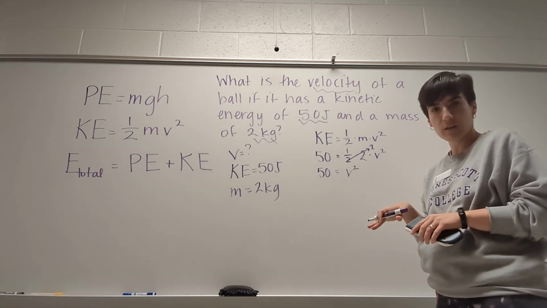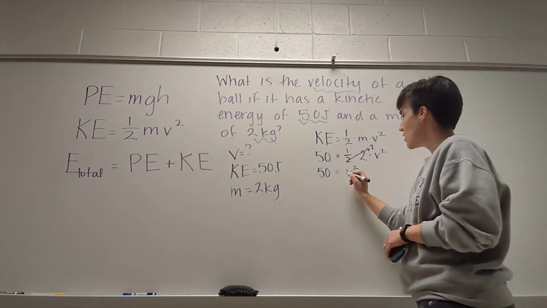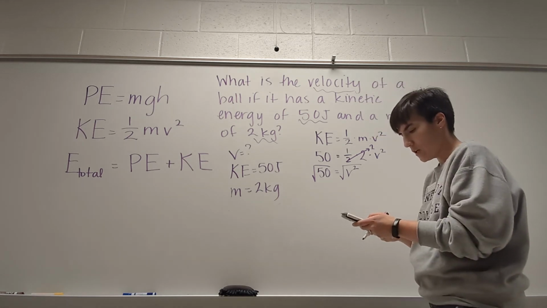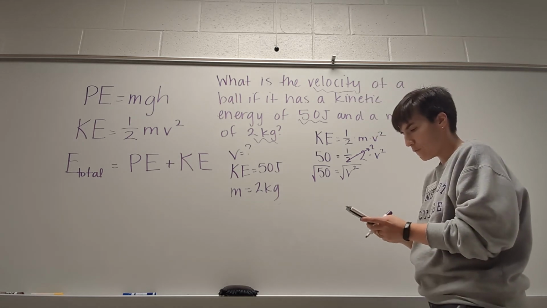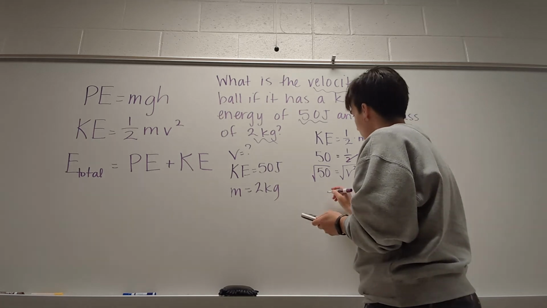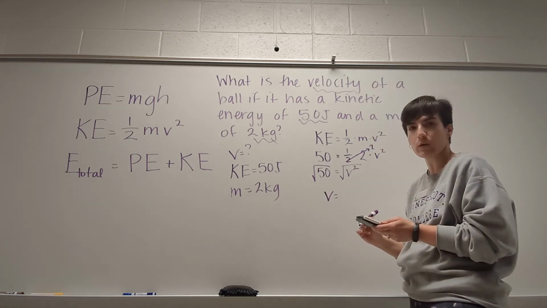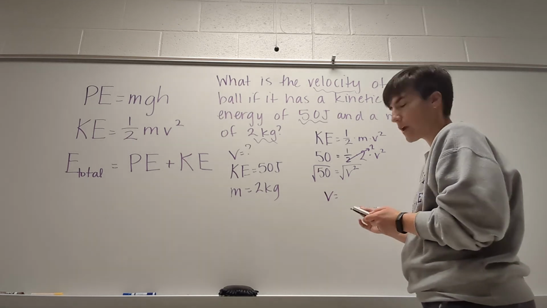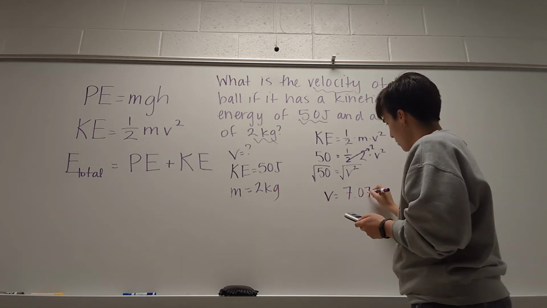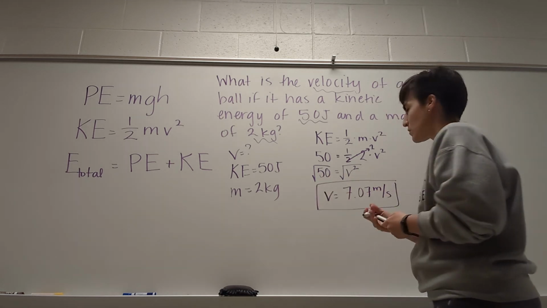I'm not quite done yet. I've got to remove this square to get v by itself. So what I'll do is I'll take the square root of each side. So when I take the square root of 50, it's going to show up funny in your calculator. It might show up as 5 square root 2. I'm going to turn it into a decimal. So my number for my velocity is 7.07 meters per second.